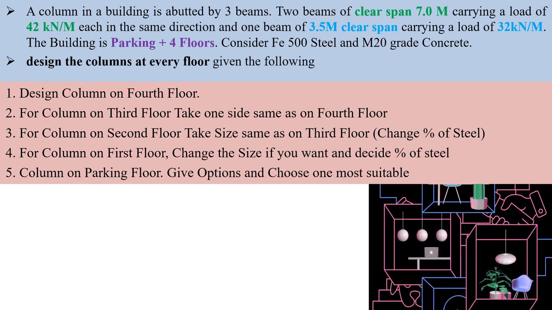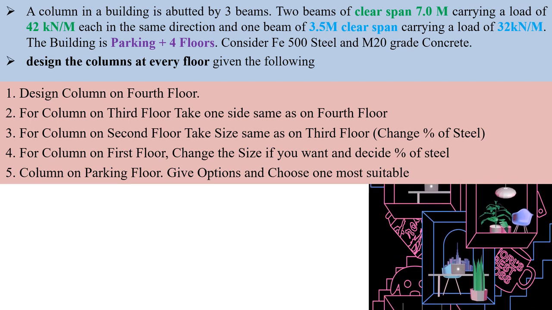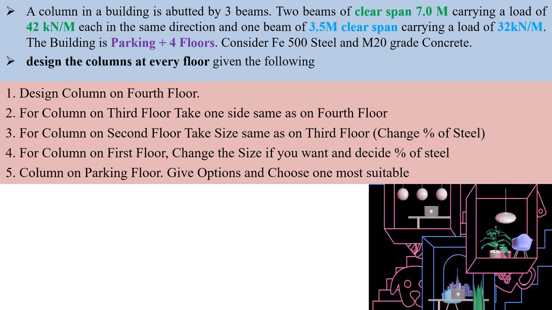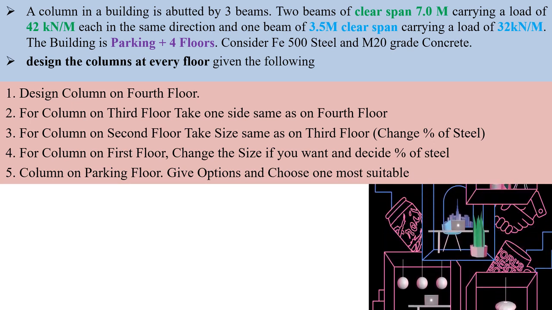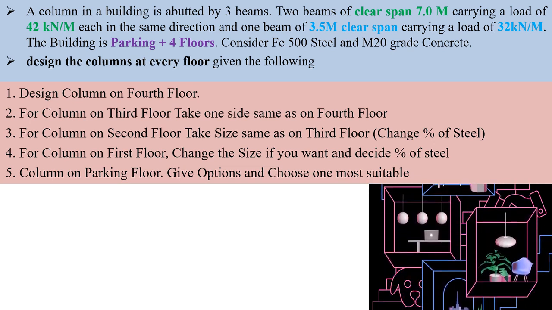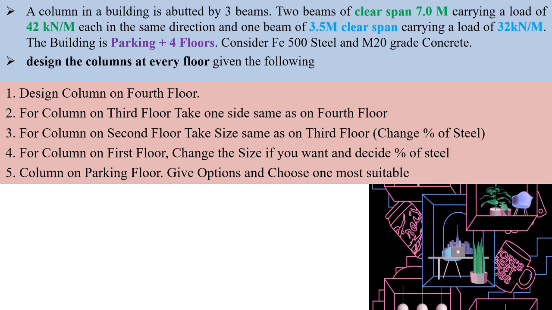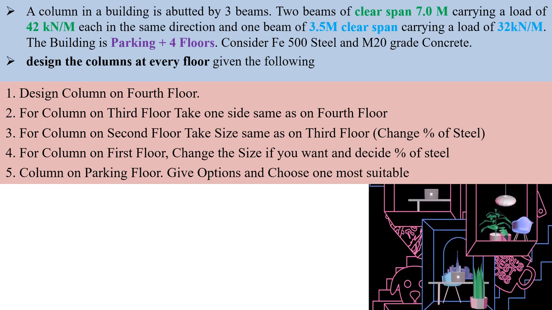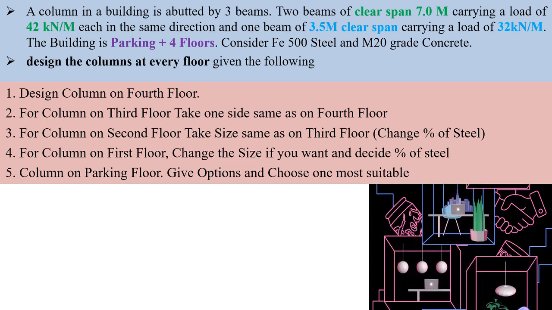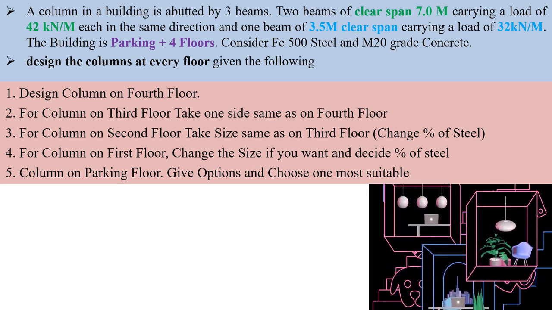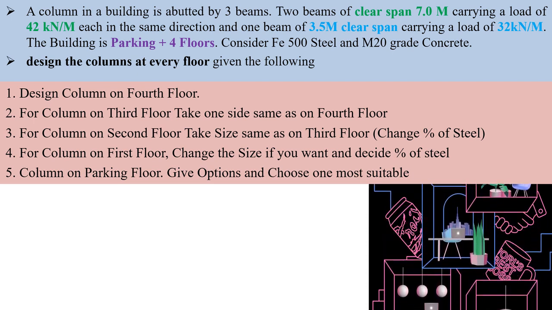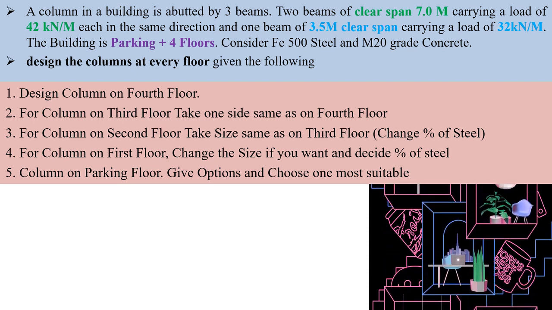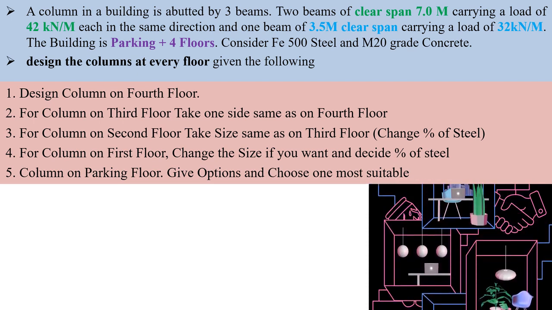When we move to the third floor, we have a condition. In practical sense, we try to keep one face of the column constant and vary the other, so that the constant face can be flush with the thickness of the wall. Similarly for the third floor: for the column on the third floor, take one side the same as on the fourth floor. Moving to the third condition, for the column on the second floor, take the size the same as on the third floor.